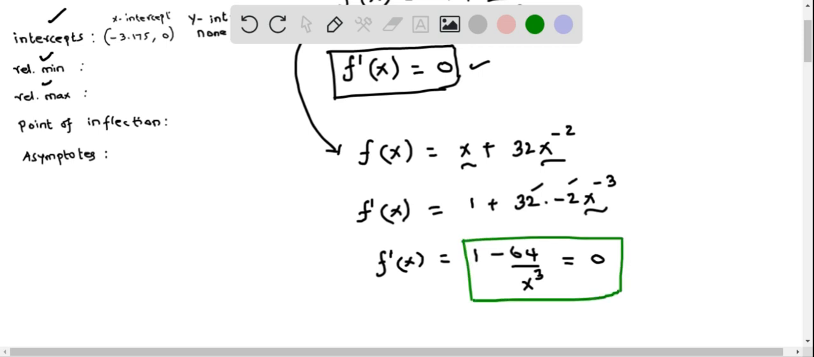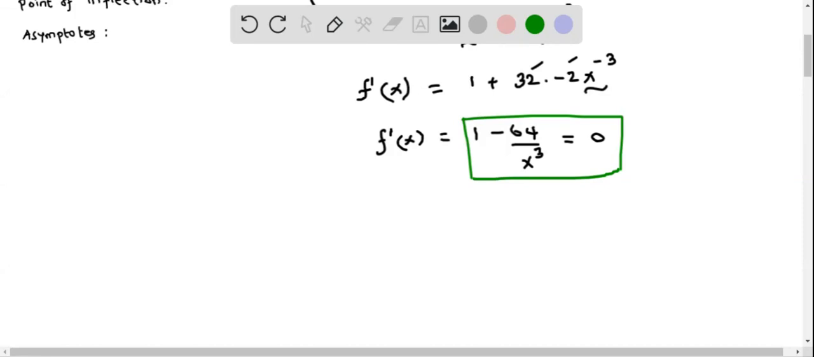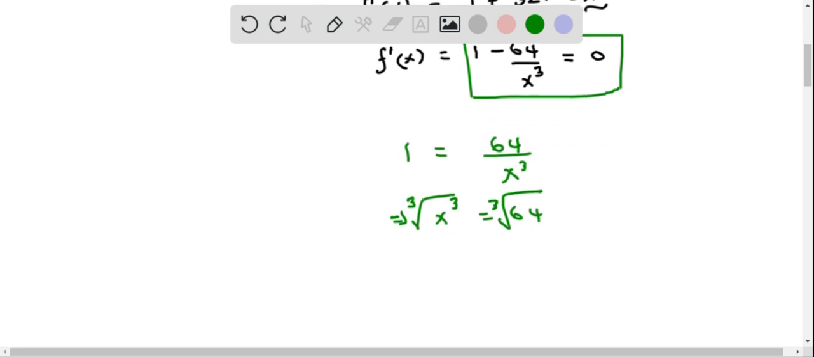I'm going to add the expression 64 by x cubed on both sides, and when I do that, I get 1 equals 64 by x cubed. Now multiplying both sides by x cubed, I get x cubed equals 64. Now let's take the cube root on both sides. When we do that, we get the cube root of x cubed is x, and the cube root of 64 is 4. So therefore, this one represents the critical point of the function.